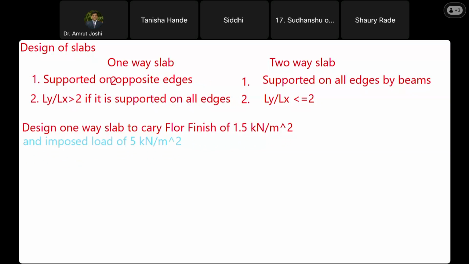There is a correction in spelling, so let me do that. Design a one-way slab to carry a floor finish of 1.5 kilonewton per meter square and an imposed load of 5 kilonewton per meter square. So what is floor finish? On the slab on which you are sitting right now, there are going to be tiles. Those tiles are clinged to the slab with the help of mortar. So you have that load going to the slab, and therefore we call that load floor finish.